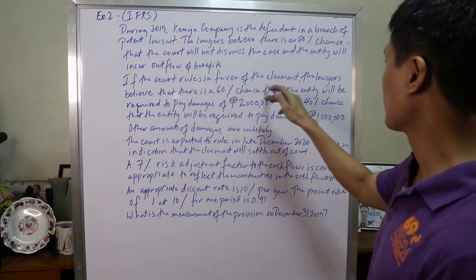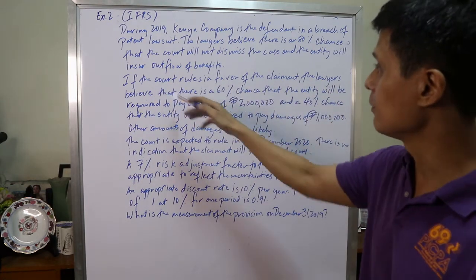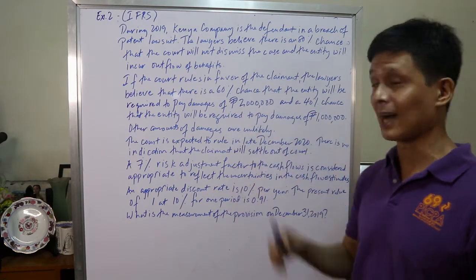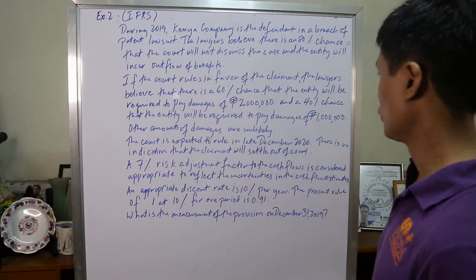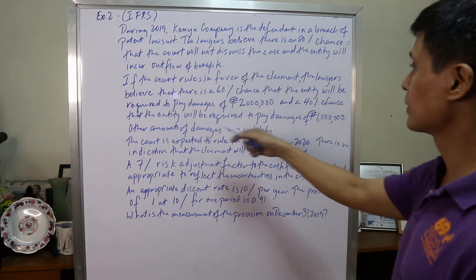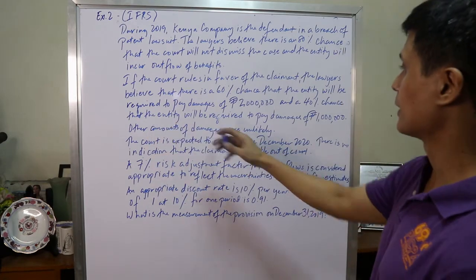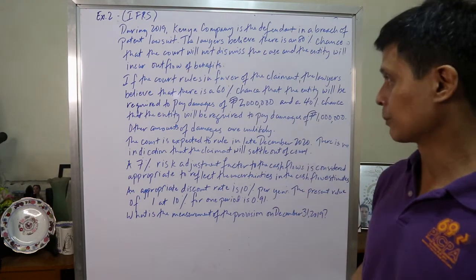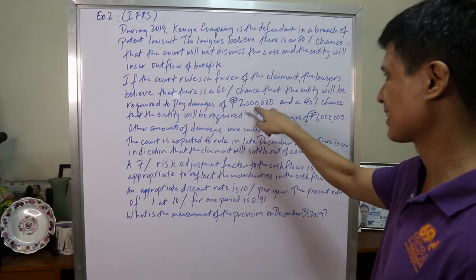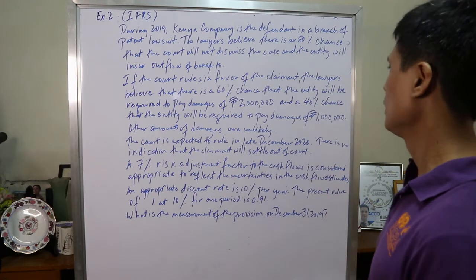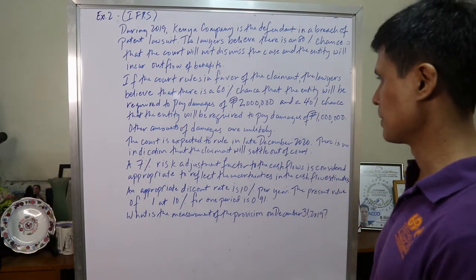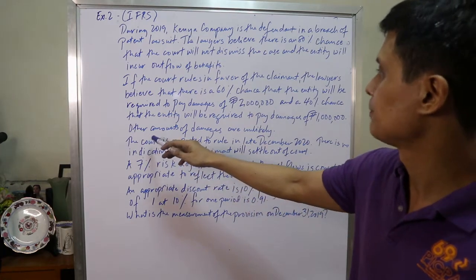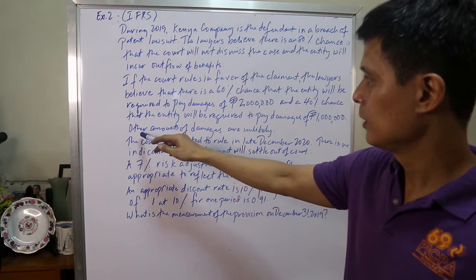If the court rules in favor of the claimant, the lawyers believe that there is a 60% chance that the entity will be required to pay damages of 2 million and a 40% chance that the entity will be required to pay damages of 1 million. So 60 plus 40 is 100%. No? So 60% raw na magbabayad sila ng 2 million and 40% raw na magbabayad sila ng 1 million. So account natin yan, using yung probabilities, yung expected value in a little while.